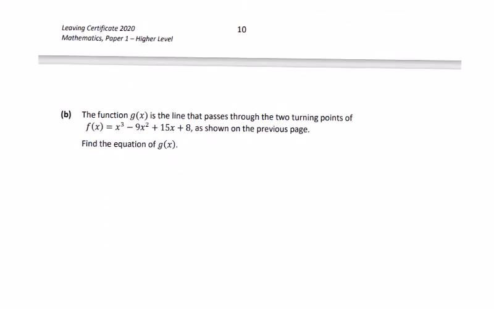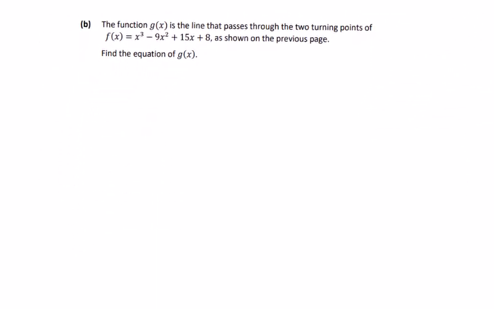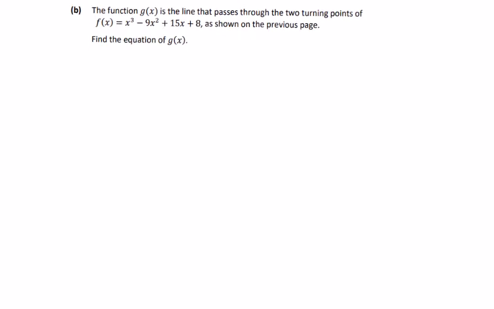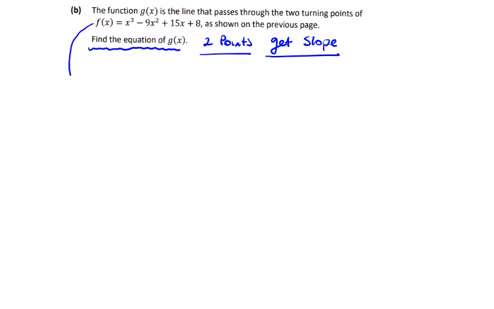The function g of x is the line that passes through the 2 turning points of f of x as shown on the previous page. Find the equation of g of x. If we have 2 points, we can get the slope, and that will enable us to get the equation. So if we write f prime x and let it equal 0, we get the min and max.